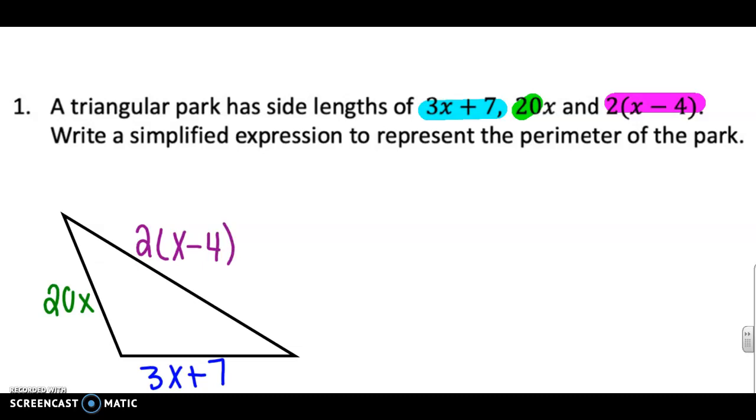Now it says write a simplified, announcement. Okay, the announcement is over now. It says write a simplified expression to represent the perimeter of the park.